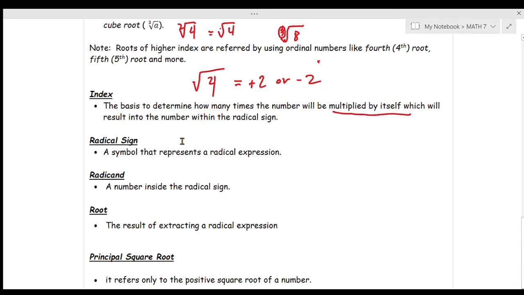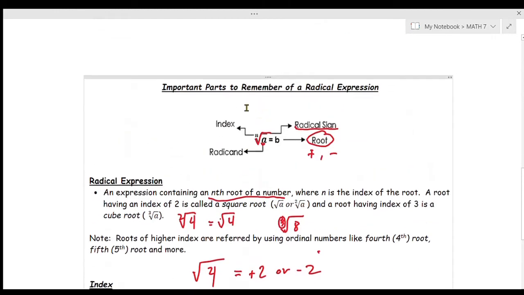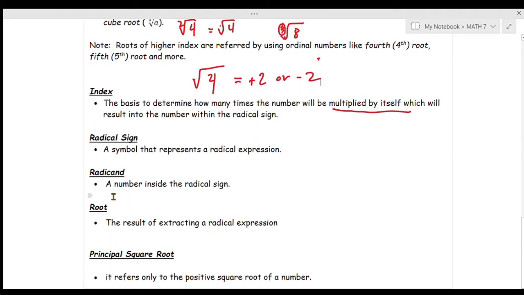Now, we have this radical sign. Radical sign is a symbol that represents a radical expression. Ito na po yung radical dito. Next, we have radicand, a number inside the radical sign. If we have the square root of 4, meaning to say the radicand here is 4. And this one is a radical sign. And dito naman is our index, which is 2.